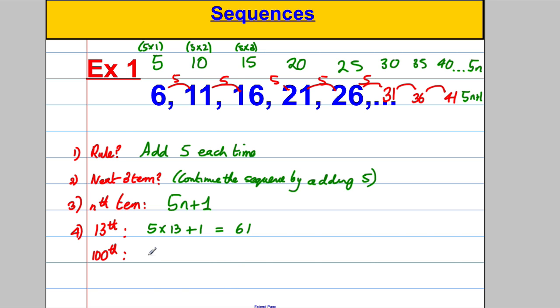And if you substituted 100 in there, you would substitute 5 multiplied by 100, add 1, and you would know that the 100th term was actually equal to 501. Okay, so that's what you could be asked.